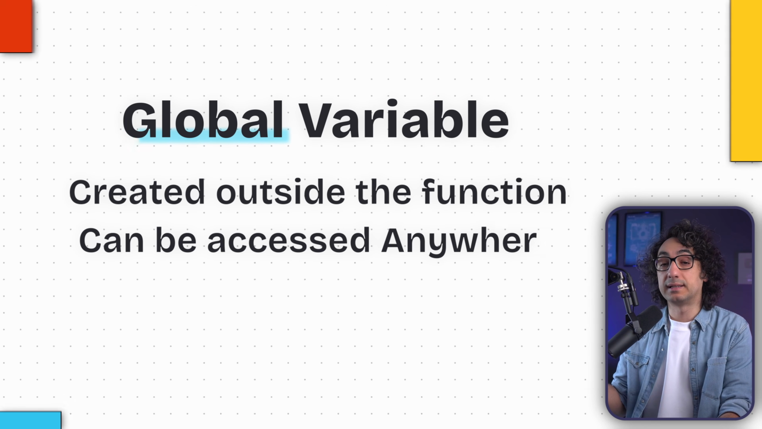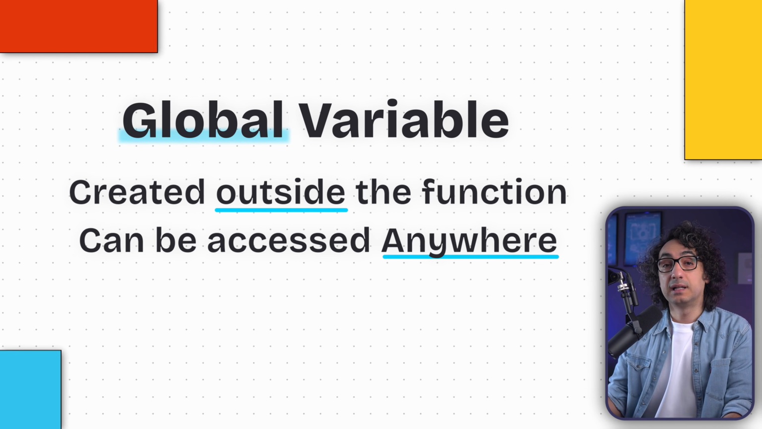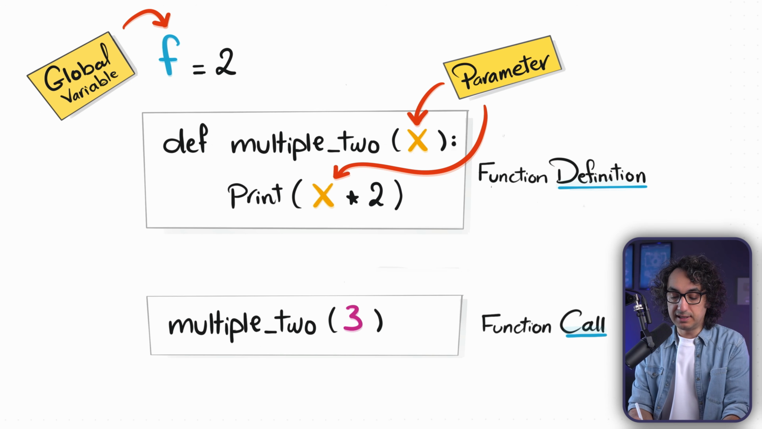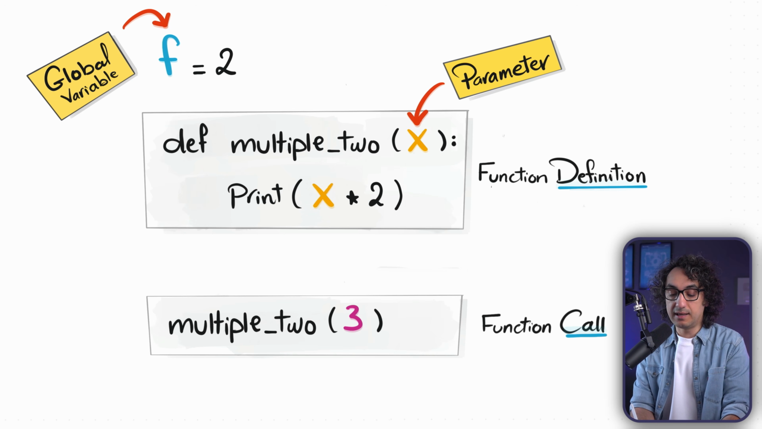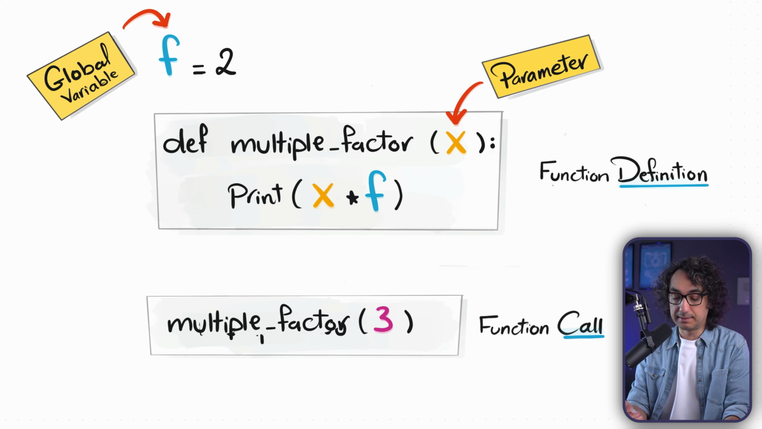A global variable, it is a variable that is created outside the function and available everywhere to be accessed throughout the program. So that means actually inside the function I can access this variable and I can say, okay, multiply the parameter by the variable f instead of 2, so that I am flexible on how to multiply, and I can call the function multiply by factor. So this is a second type of variable.